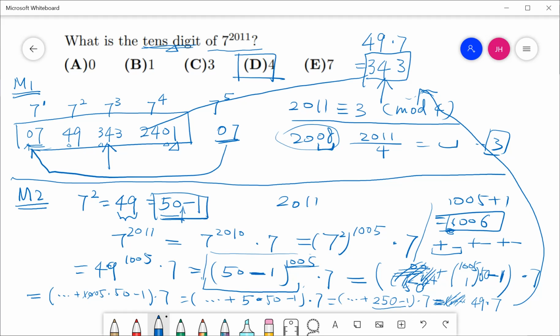We can compare that to the first method. So the answer is D, 4.